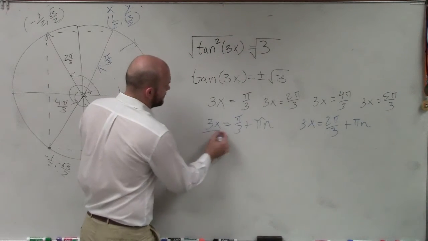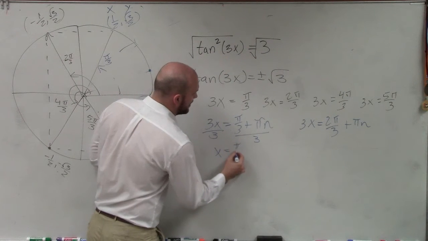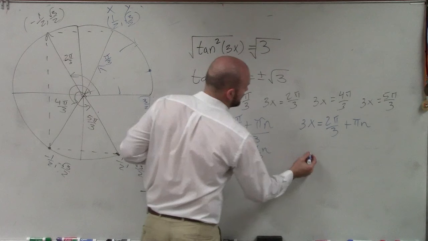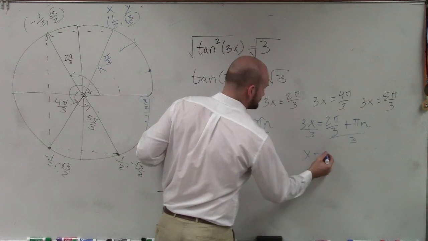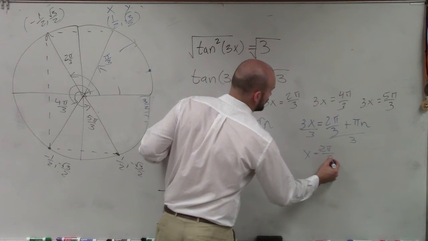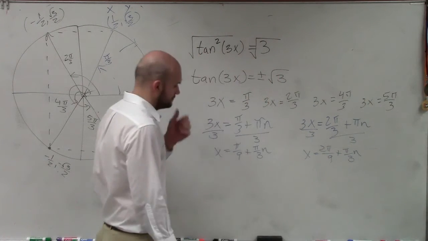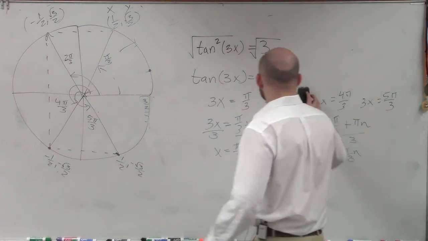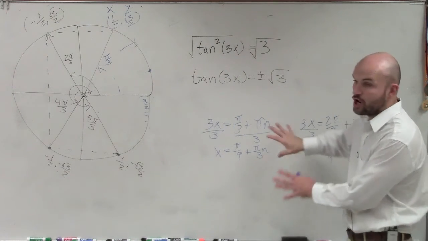Now I divide by 3. And I could say x equals pi over 9 plus pi over 3 n. Divide by 3, divide by 3. x equals 2 pi over 9 plus pi over 3 n. Okay? So that is all of the solutions.